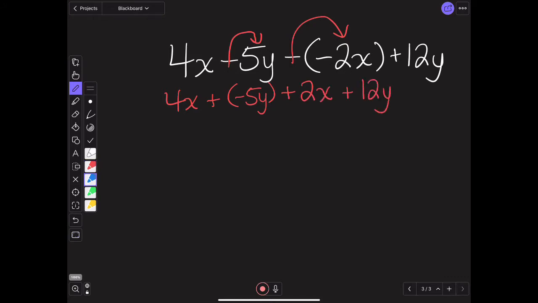Okay, so then next we're going to go ahead and find things that are alike. So the 4x and the opposite of 2x, plus 2x, equals 6x. And then bring everything else down.